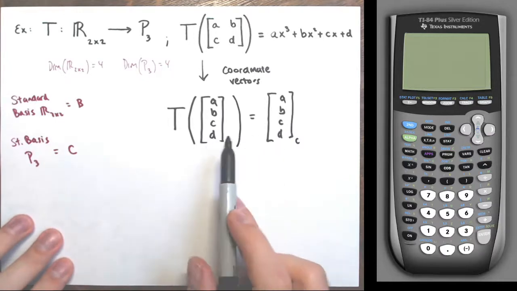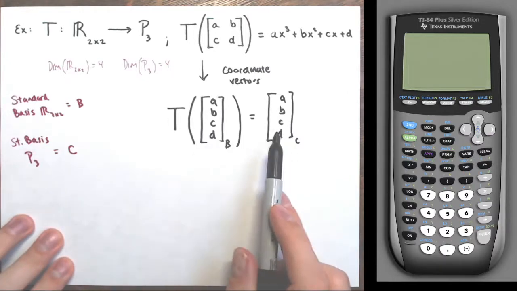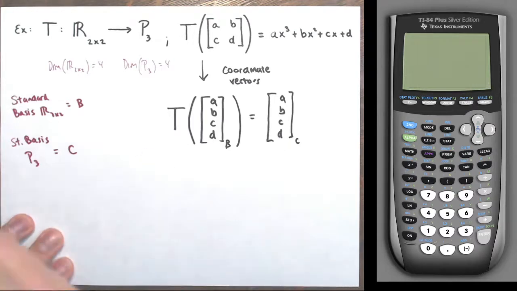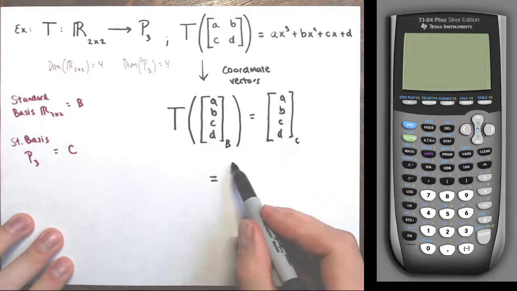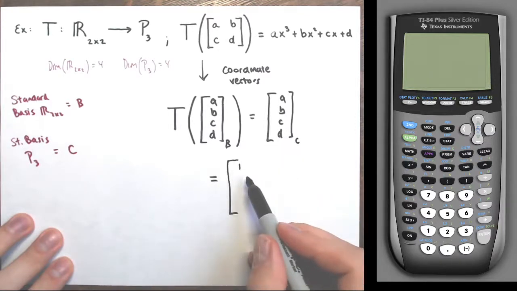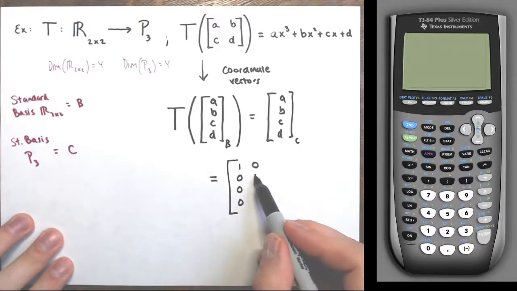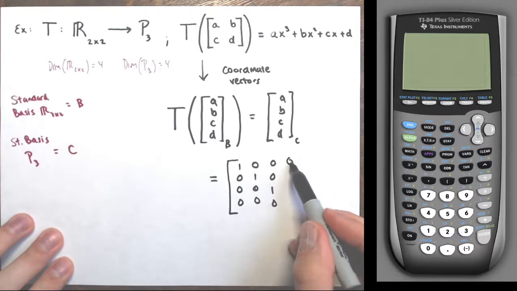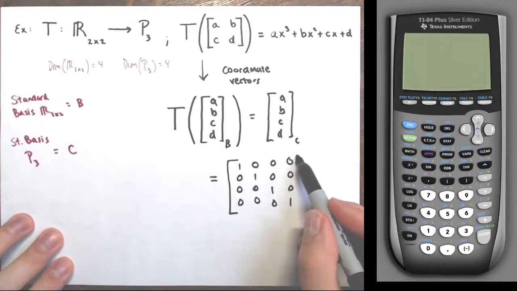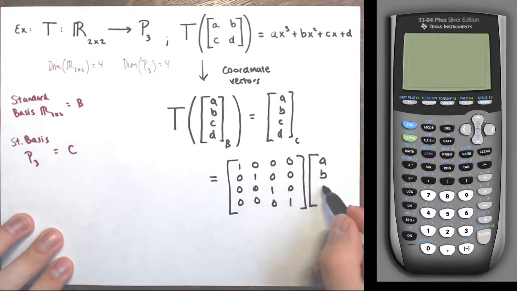This is pretty much like the identity, right? The identity transformation where every vector gets sent to itself. So yes, I can easily write this as a matrix. It's just a 4x4 identity matrix, right? The coefficients of A: 1, 0, 0, 0. Coefficients of B, coefficients of C, coefficients of D.